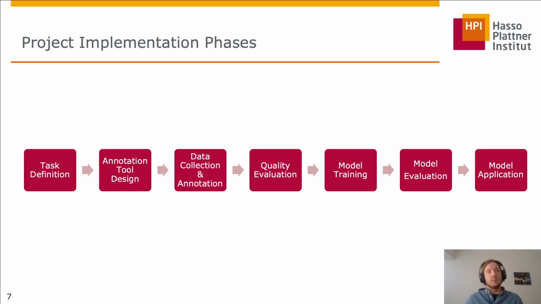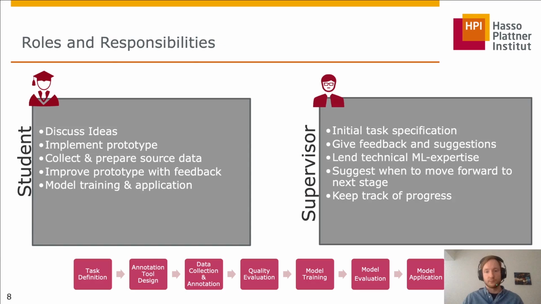Our project implementation moves through several phases. First, we start with a task definition. So what do we annotate and why, and what are the model inputs and outputs? Based on this definition, we design and implement the annotation tool and then collect data and use this tool to generate our annotations on Amazon Mechanical Turk. We then evaluate the quality and filter results, and using this dataset, we train a model and finally apply it to generate a computer graphical effect.